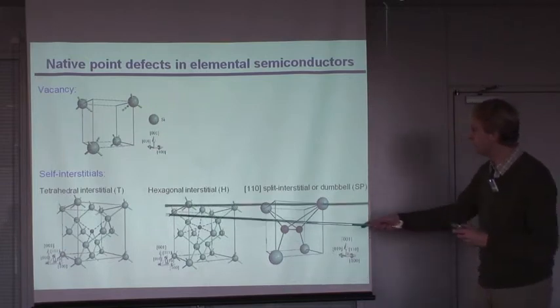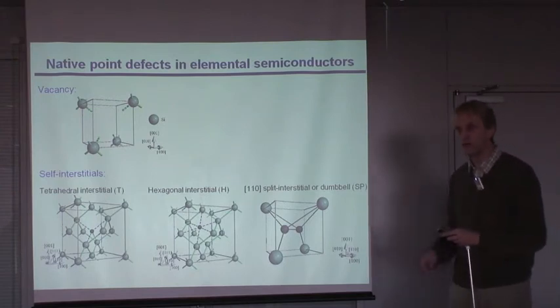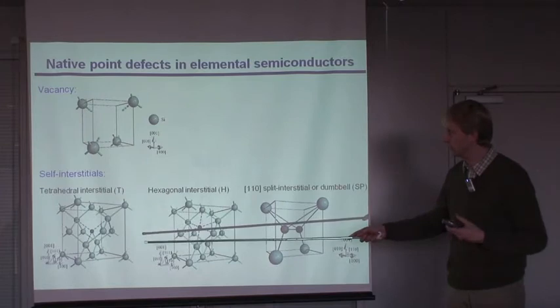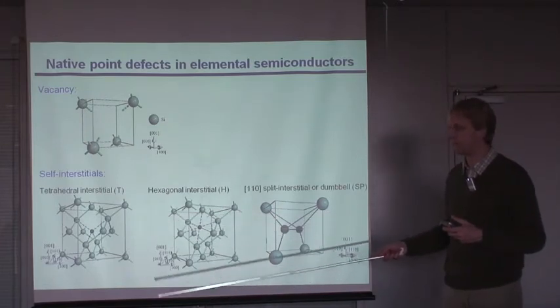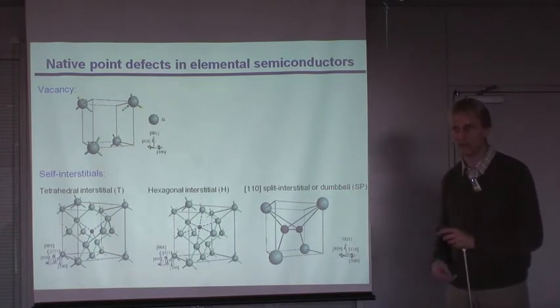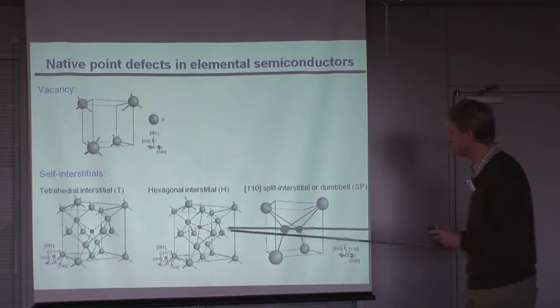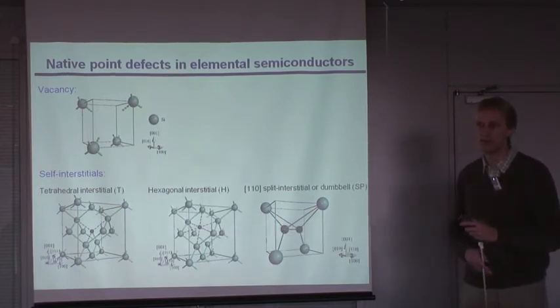So these are some different configurations, and you can imagine that it's getting quite complicated to predict the movement of self-interstitials, or the migration of the self-interstitials within the lattice, because it will very much depend on what kind of structure dominates.